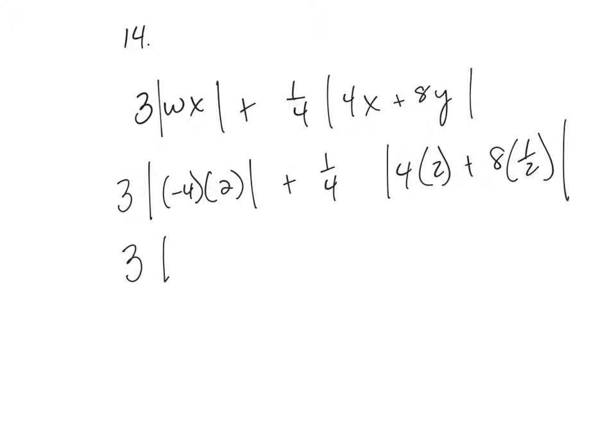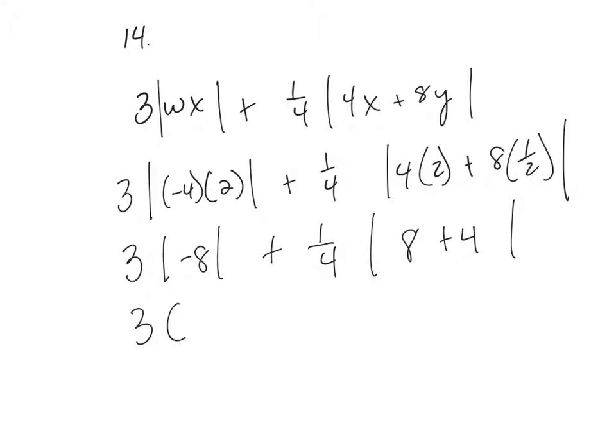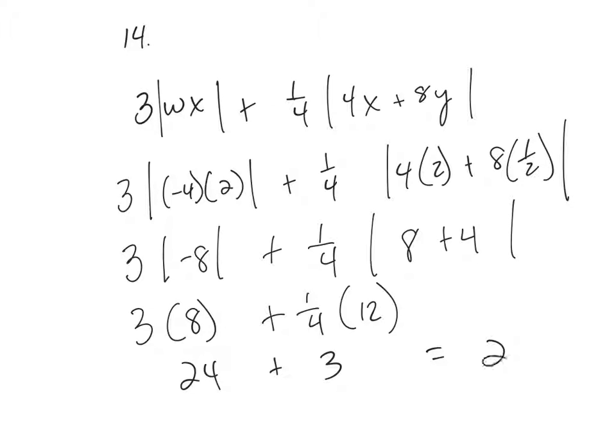So it's 3 times the absolute value of -8 plus 1/4, and let's clean up this other absolute value. We have 8 plus 4. And we have 3 times +8 plus 1/4 of 12. Times and of are the same thing. 1/4 of 12 is 3. And 3 times 8 is 24. So it gives us a 27.